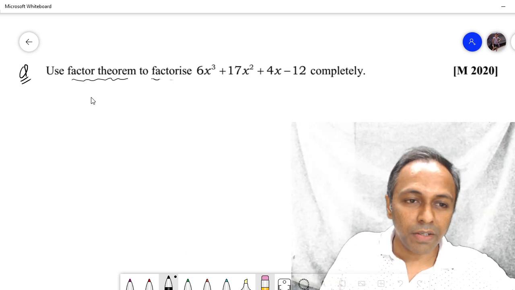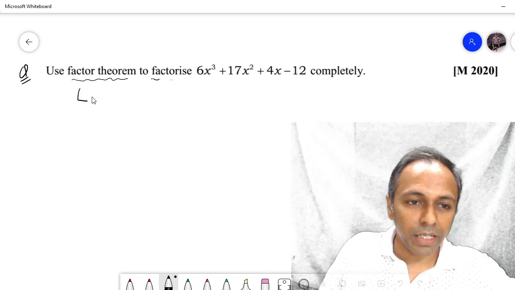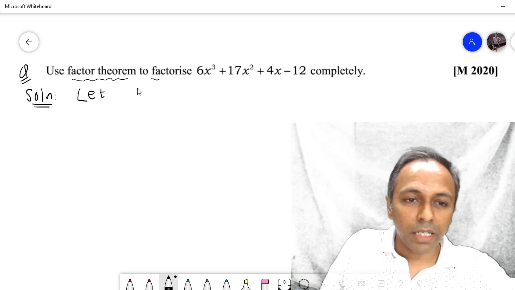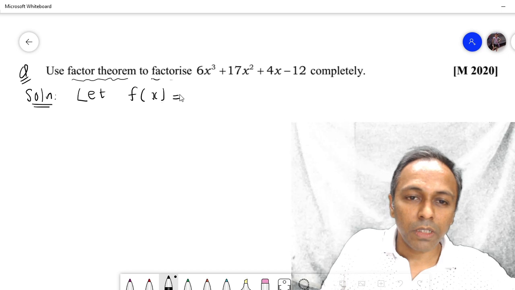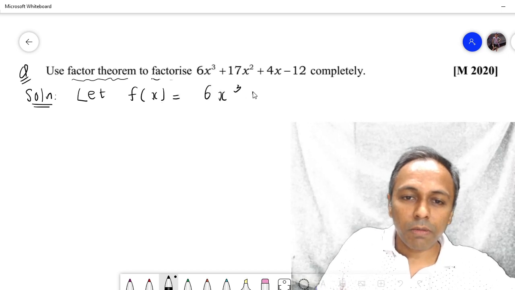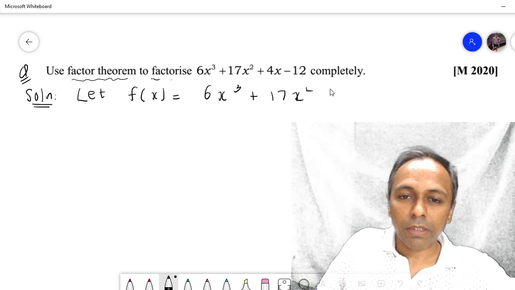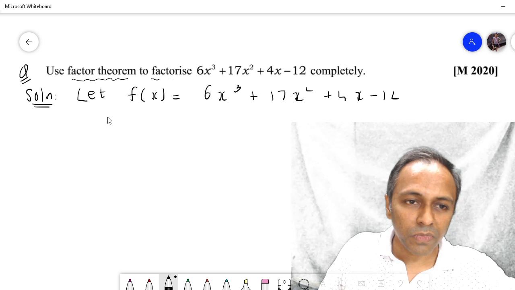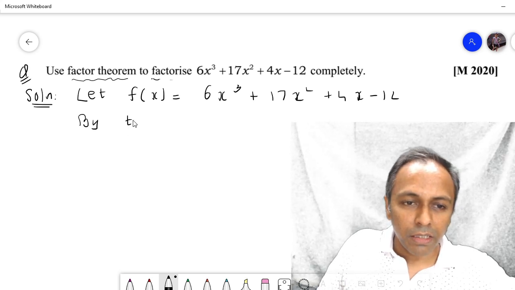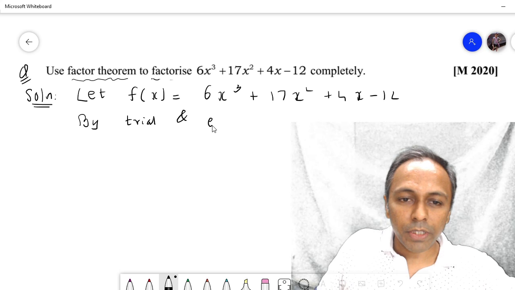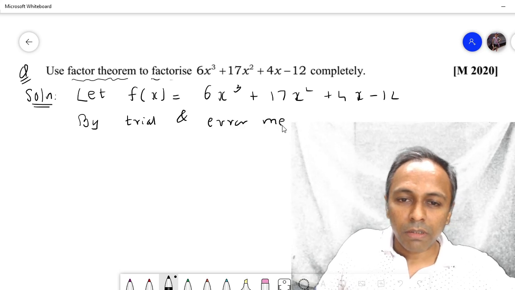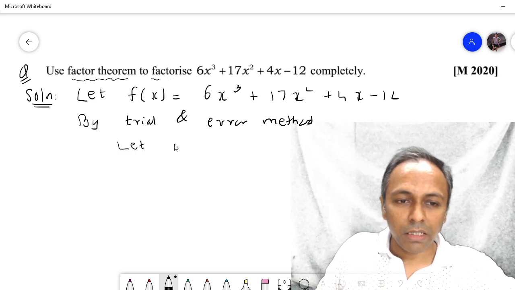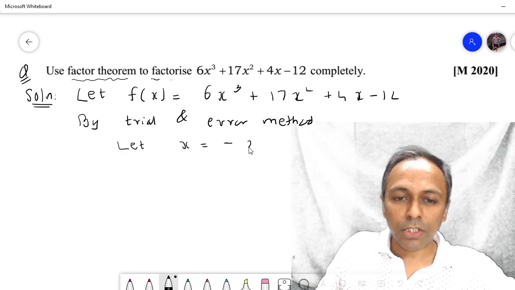लेट्स बिगिन. Let's write solution. Let f of x is equal to 6x cube plus 17x square plus 4x minus 12. Then write by trial and error method, let x is equal to -2.